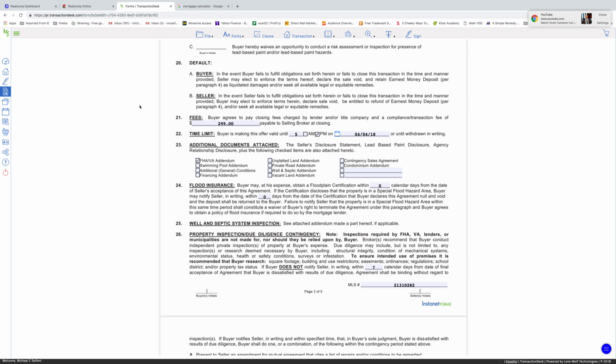Okay, so the other thing is in the event the seller fails to fulfill their obligations to close the transaction in the time and manner provided, buyer may elect to enforce the terms or declare the sale void, be entitled to a refund of the EMD and or seek available legal or equitable remedies. So if the seller at the last moment says, oh, I don't want to sell now. We just had a new baby and I want to raise the child at this house and we're not selling, 4 days before closing. Obviously, the buyer is going to get their money back, their EMD it's called, or they can sue for specific performance that the seller must sell, or all of the above, or they can sue for additional funds.